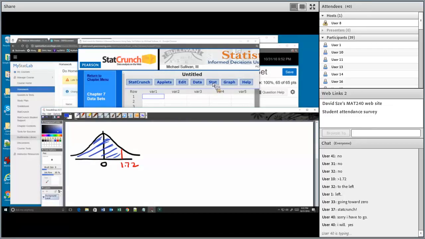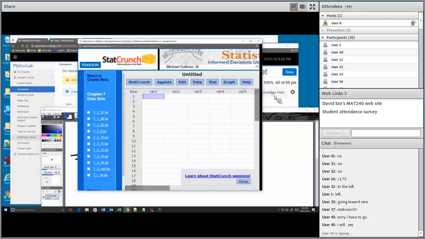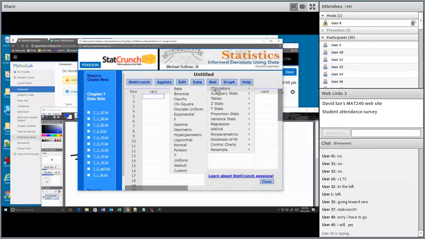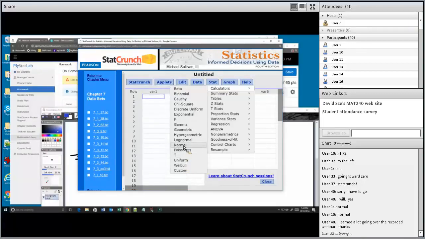Okay, so here's how to solve it. Everyone follow now. I'm going to click on Stat and I'm going to click on Calculators. And you'll see that it has calculators for all kinds of distributions. There's a calculator that I'm going to click on and it's called the normal calculator. It's pretty obvious.